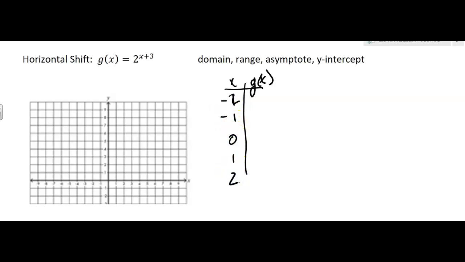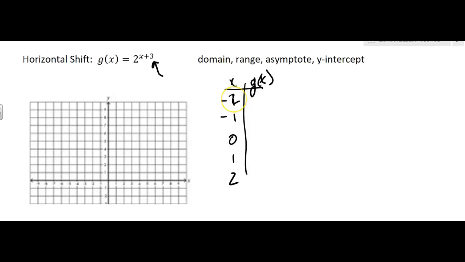Okay, now we know it's going to shift. We know it's going to shift horizontally. Notice that the +3 is up in the exponent. That's the difference between this one and the last one where we did a vertical shift, okay? But the question is, is it going to shift to the left or is it going to shift to the right? Now think about it. Think about what you think it is, and then let's see what happens here.